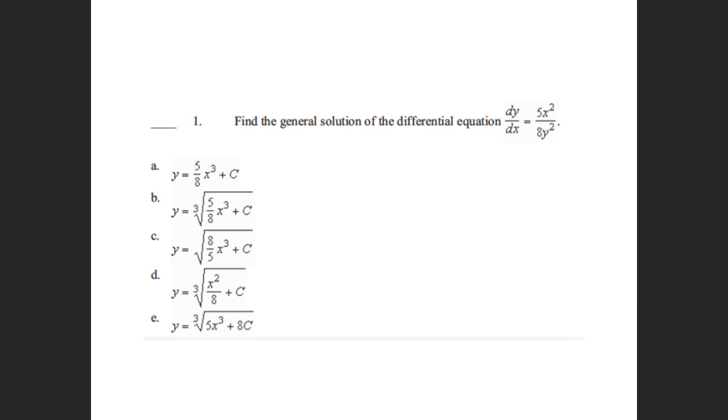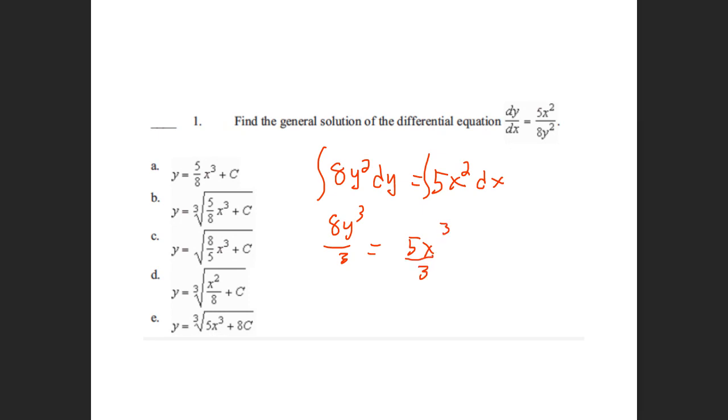So step 1, rewrite it as dy. So I'm going to go 8y squared dy is equal to 5x squared dx. We take the integral of both sides. So this is going to be 8y to the third over 3 is equal to 5x to the third over 3 plus c. All right, now I'm trying to get y is equal to, so I probably would multiply both sides by 3.